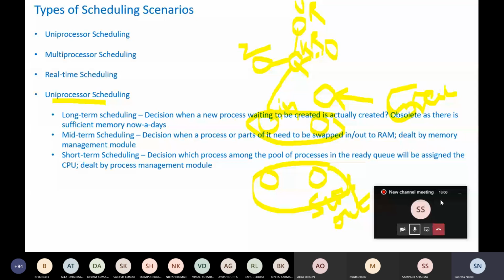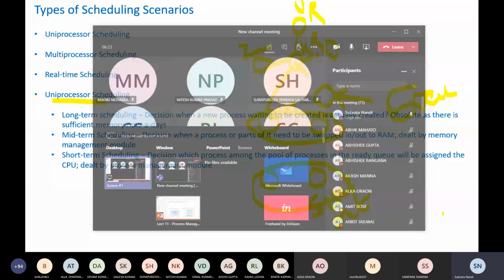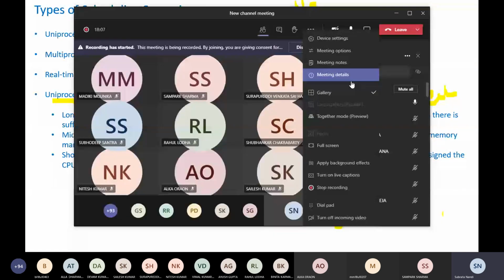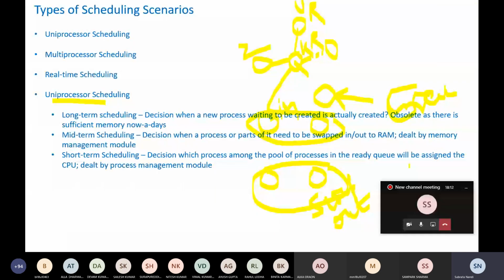Okay, is the recording on? Every time I... okay, it is on. So some of you please note that the recording is on every time I start the class. I often forget to do it, and there are a lot of recording issues that I am facing these days.